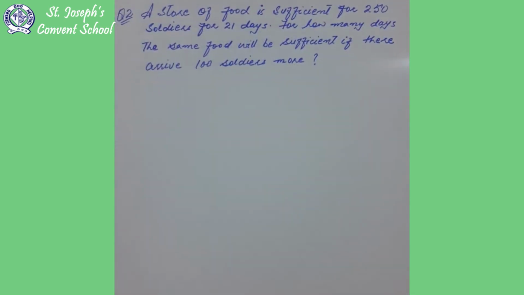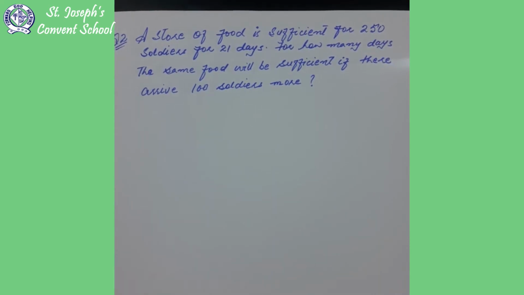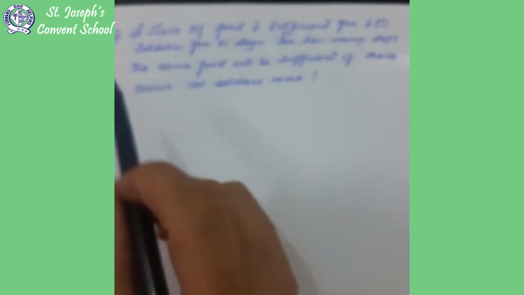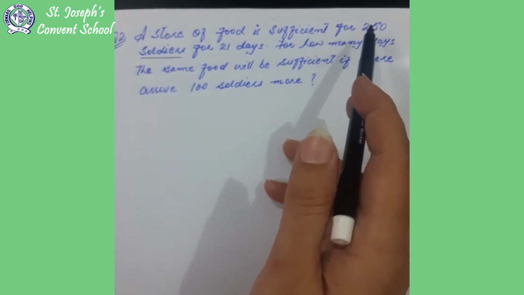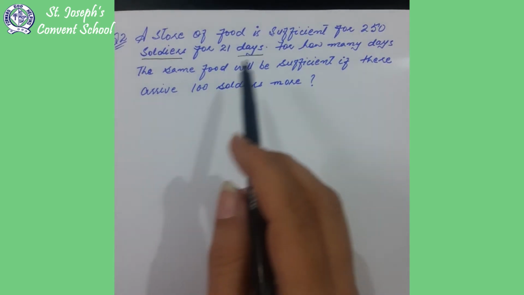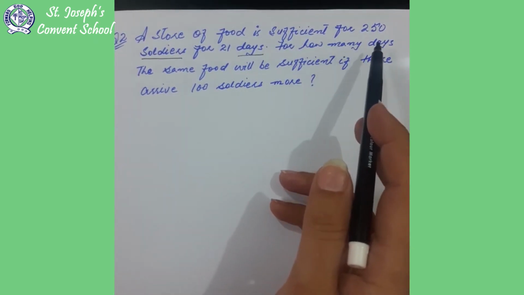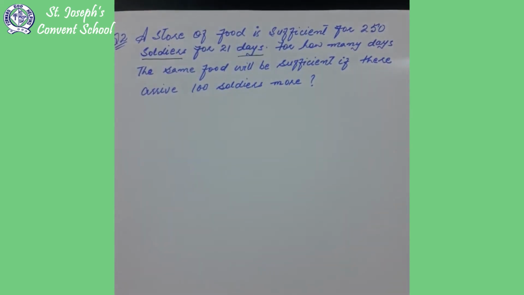Okay, question number 2. In your book, exercise 5.3, question number 2. Now in this question, what is given? Let's read the question. A store of food is sufficient for 250 soldiers. So first set is soldiers. Store of food is sufficient for 250 soldiers for 21 days. So second set is days. For how many days? How many days means x days. The same food will be sufficient if there arrive 100 soldiers more. 100 soldiers more means there were 250, and 100 more means you will add 100.